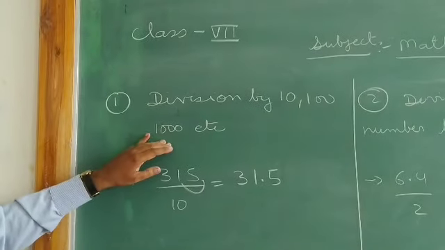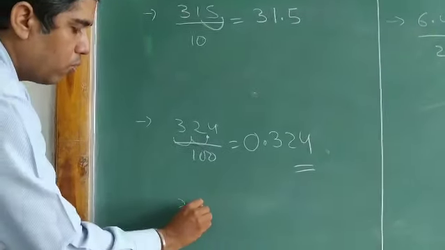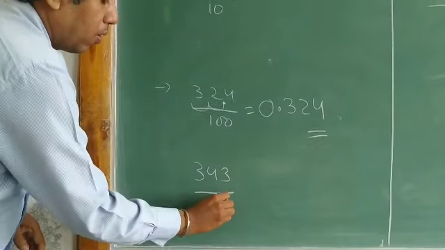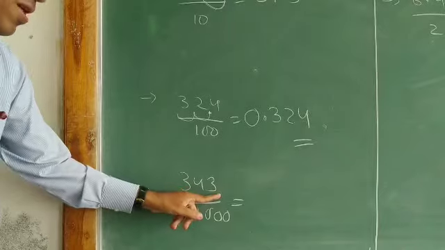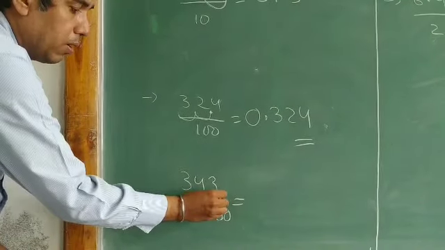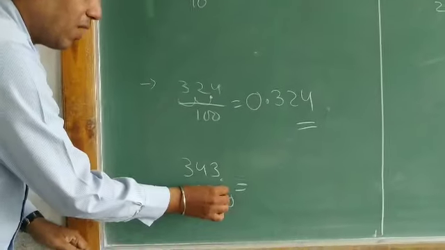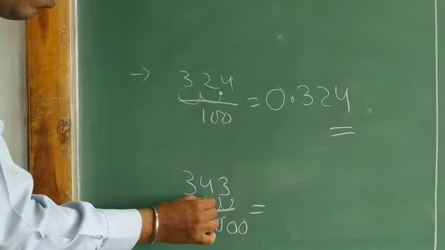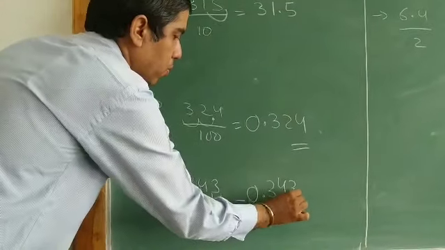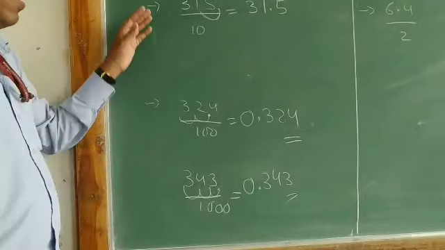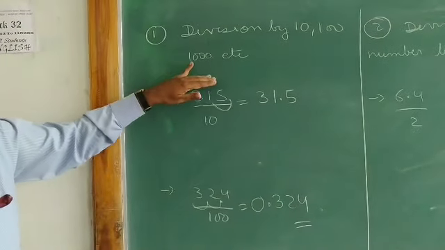Like this, if we divide by 1000, what will come here? Suppose I take 343 divided by 1000. What will the answer be? If there is no decimal, the decimal lies here. So it will shift three places. 1, 2, 3. The answer is 0.343. I think this is clear to you. It is division by 10, 100 and 1000.